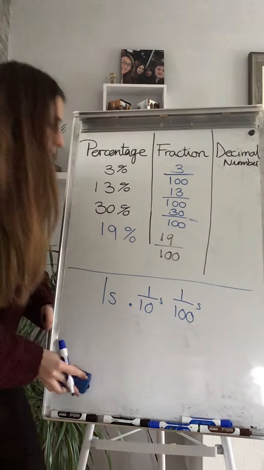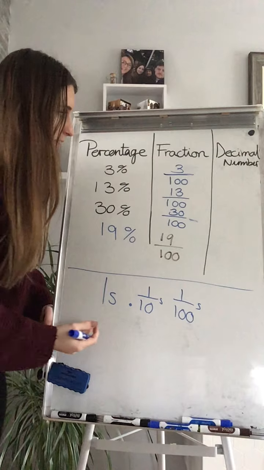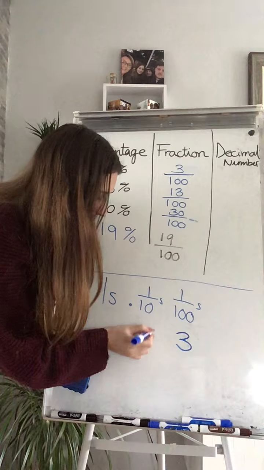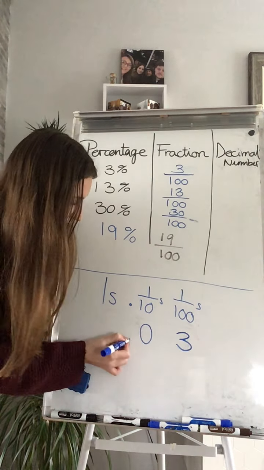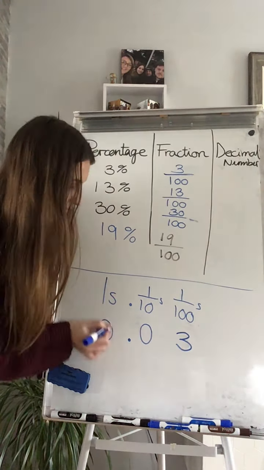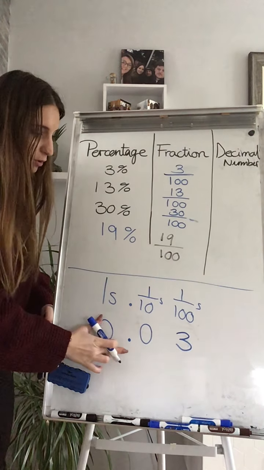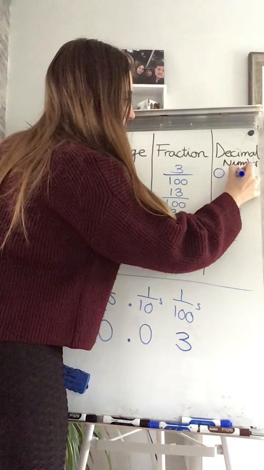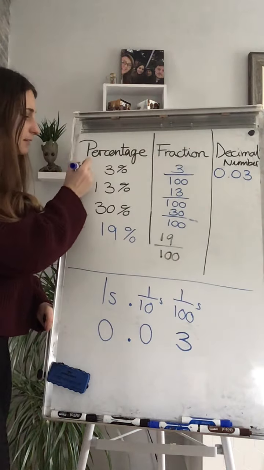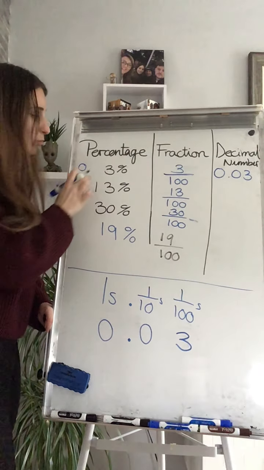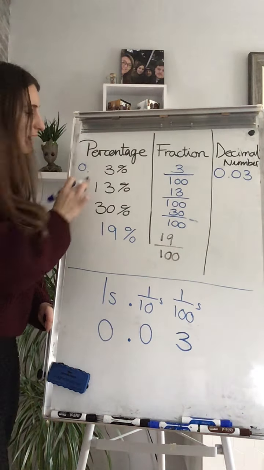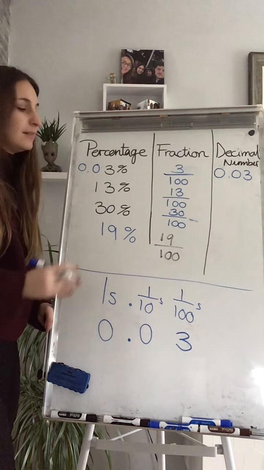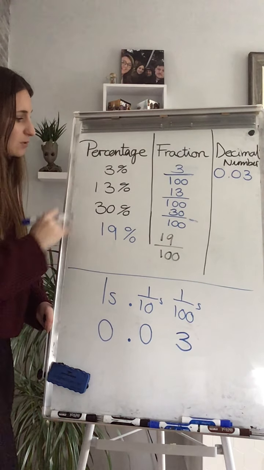So let's look at my first one. 3 hundredths. Okay, so I have 3 hundredths. I haven't got any tenths and I haven't got any ones. So 3% is 0, not a whole. I haven't got 100 yet. So 0. Have I got any tenths? No. So it is 0.03, 3 hundredths.